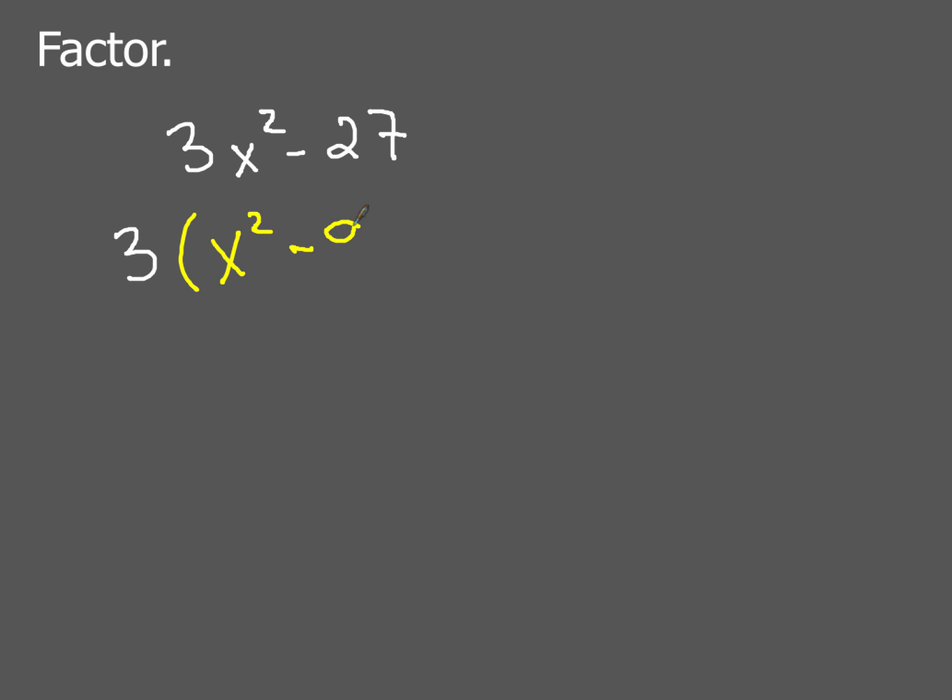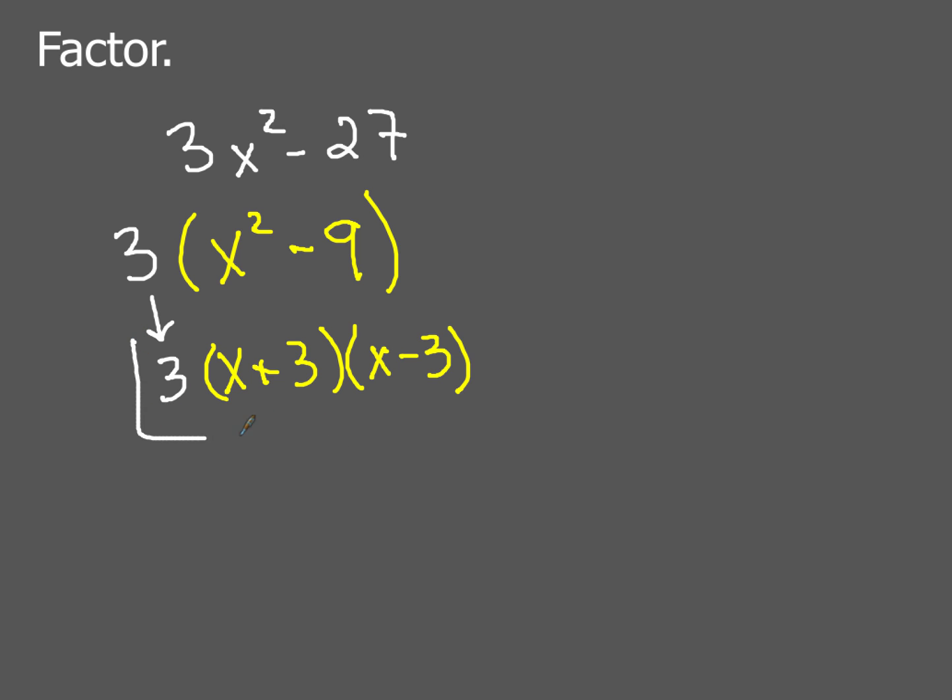But hold on, we are not done, because x squared minus 9 can be factored a little bit more, because now we've got a difference of squares. X squared minus 9 is going to factor into x plus 3 and x minus 3. Don't forget, because a lot of people will make this mistake, they'll forget to bring down this 3 and make sure that you put it in front. So your final answer on this one is going to be 3 times the quantity x plus 3 times the quantity x minus 3.